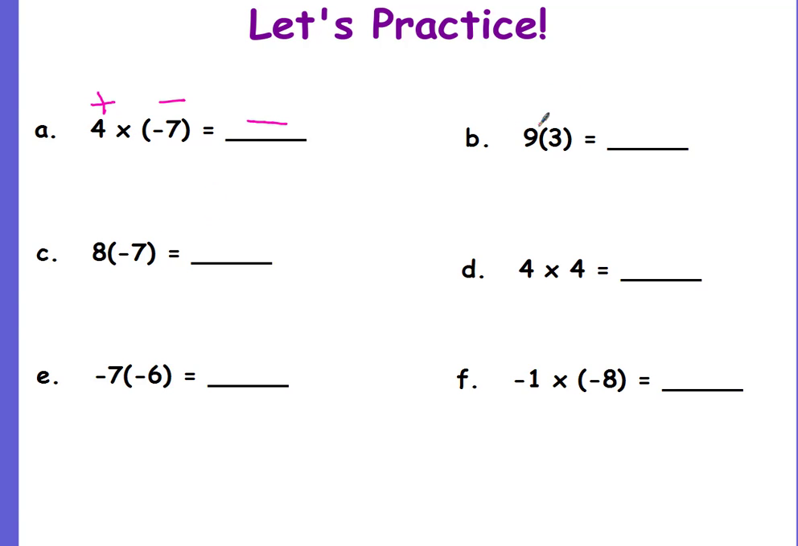Okay, going over to problem B. We have a positive times a positive, so our answer is positive. A positive times a negative is a negative. A positive times a positive is a positive. A negative times a negative, they're both negative, they're the same signs, so it's a positive answer. And a negative times a negative, again, same signs, positive answer.